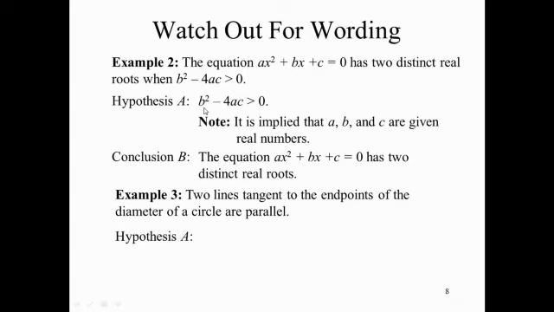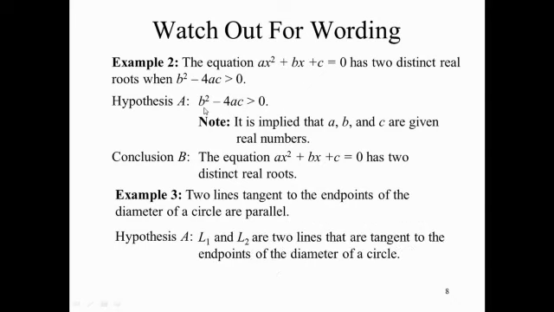What is the hypothesis here? That you have two lines that are tangent to the endpoints of the diameter of a circle, and let's give them some names, L1 and L2. So you can assume that L1 and L2 are two lines that are tangent to the endpoints of the diameter of a circle, and what is your conclusion? In other words, what should then happen? L1 and L2 should be parallel.